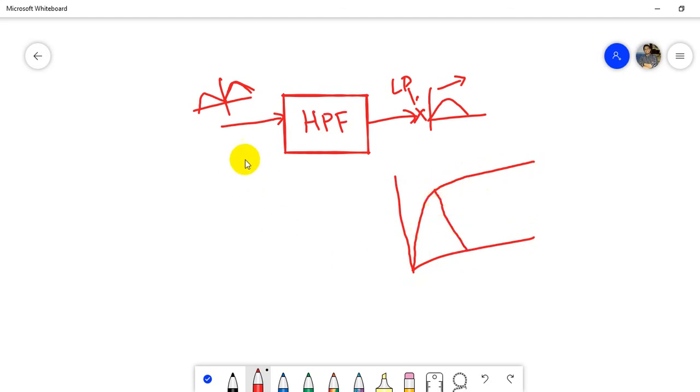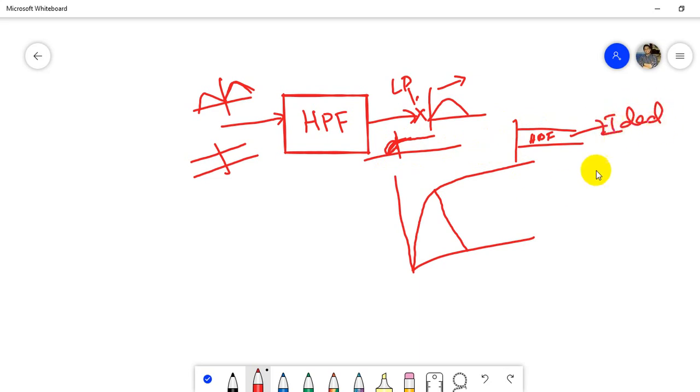Suppose this is the whole frequency band you are transmitting, and here you will get something like this. What is this? These are the lower frequency components which are not stopped, because it is impossible to implement an ideal filter. Ideal filtering is nothing but perfect. This is the HPF for the ideal case.